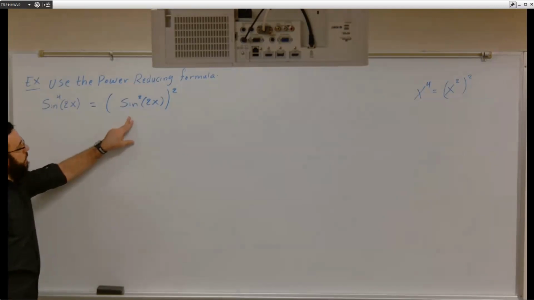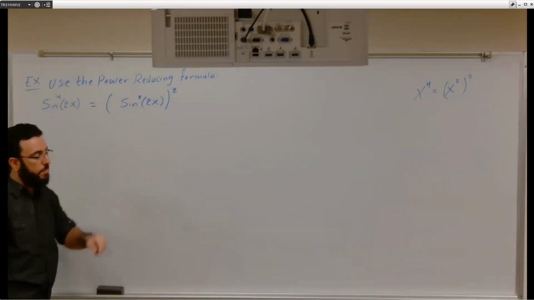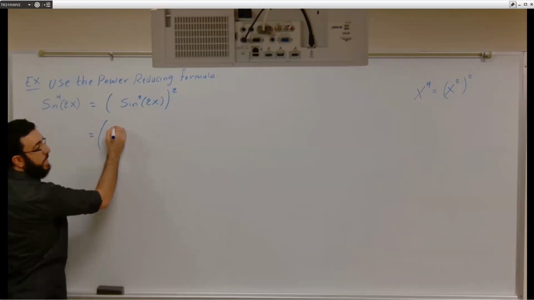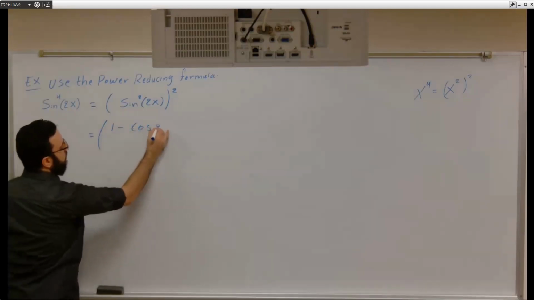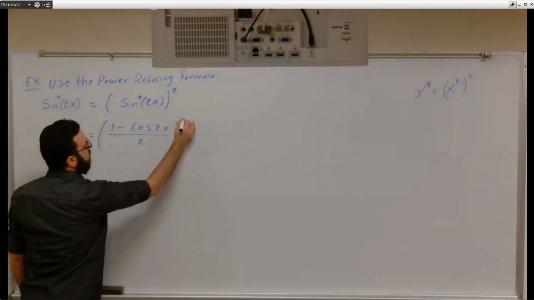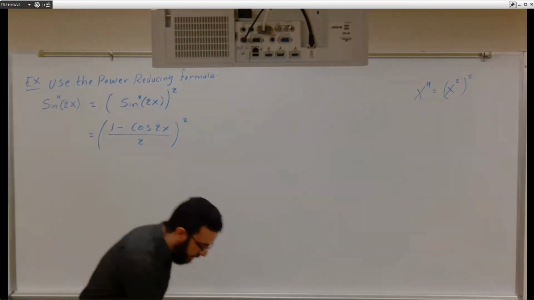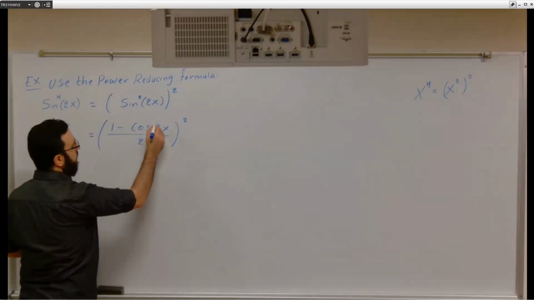So now, how are we going to solve this one? Sine squared of 2x. What's the formula? The formula is going to be 1 minus cosine 2x over 2, squared. Now think about that. What's the next step? And always be careful. This is the angle. Here's our angle.